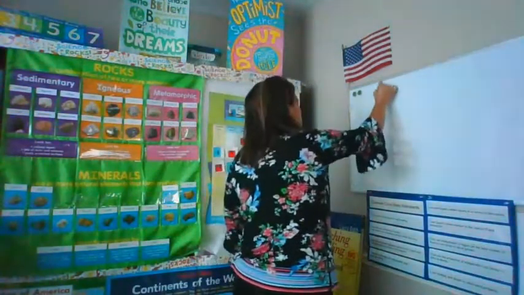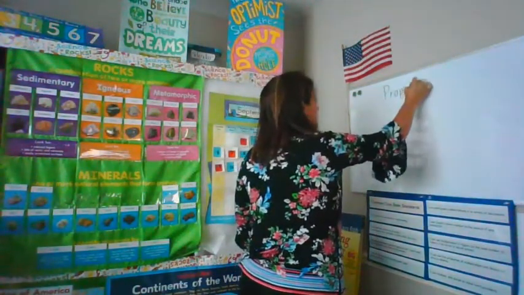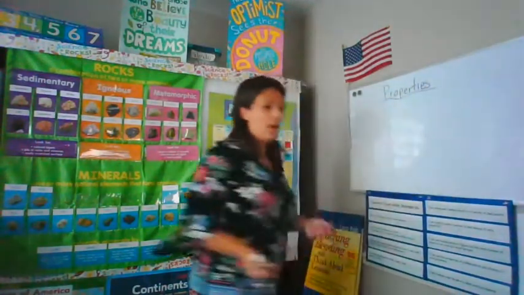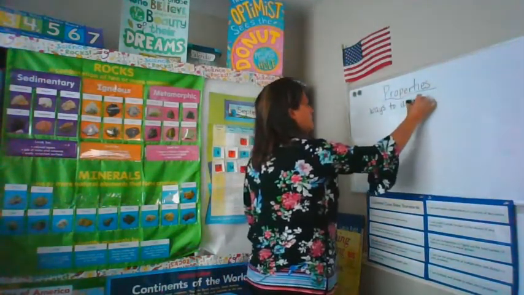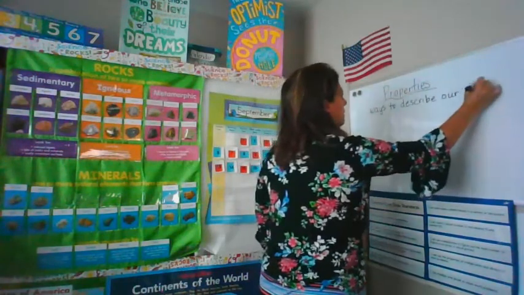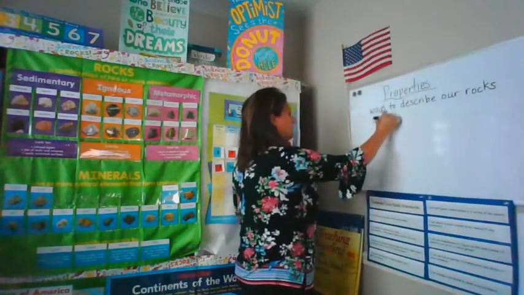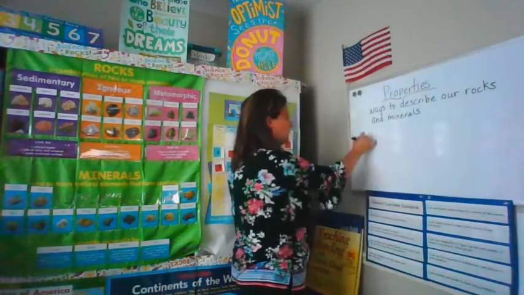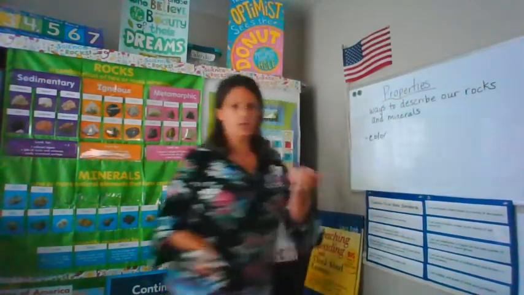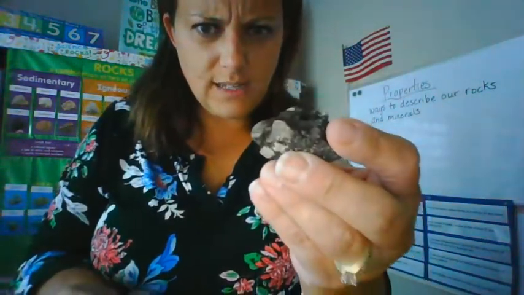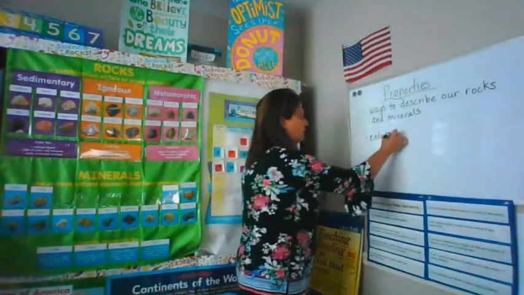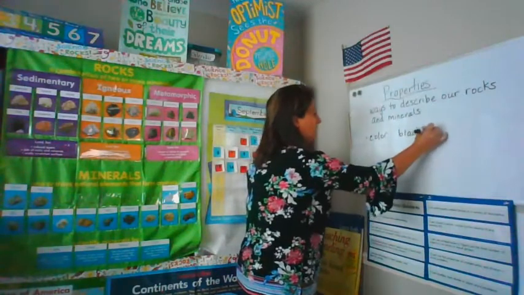Okay, so properties are ways in which we describe rocks and minerals. Ways to describe our rocks and minerals. So, like I said, we might talk about color. In this one, we said that it was some forms of gray. If we look really closely at it, I see black. So I could say the color was black and gray.